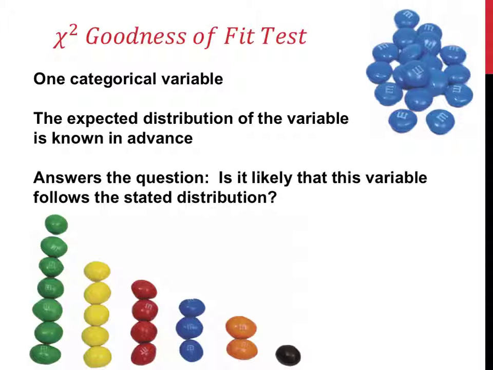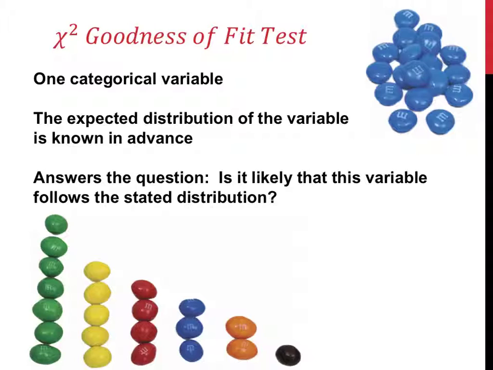First, let's talk about the chi-square goodness of fit test. The chi-square goodness of fit test is the classic chi-square test. We use it when we want to talk about one categorical variable that we know the distribution of. The expected distribution of the variable is known in advance. This is something that we want to compare to.